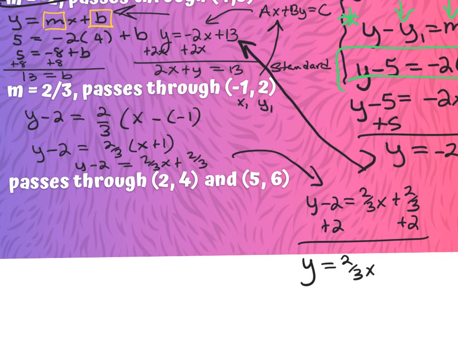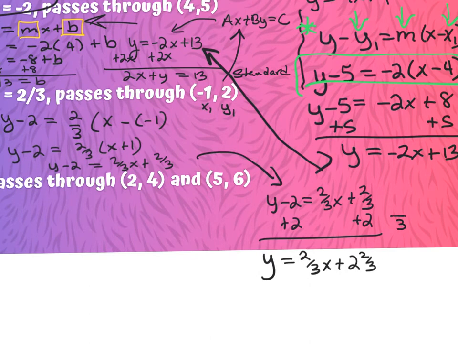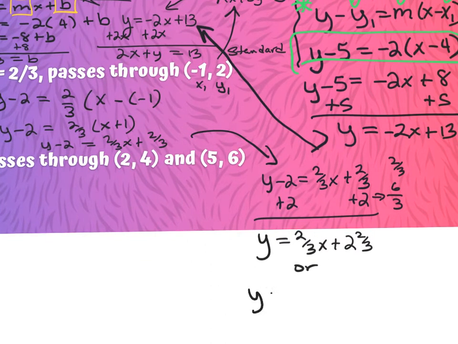Now notice both of my signs are the same, so this is just 2 and 2/3. Now, if you would have preferred to change this so it has a common denominator, I can change the 2 into a 6/3. And you can also enter it. WebAssign will accept improper fractions. So 2/3 x plus 8/3. When you go to graph it, you're going to want to make it a mixed number. So when I would go to graph this, my first point is going to be between 2 and 3 because it's 2 and 2/3.